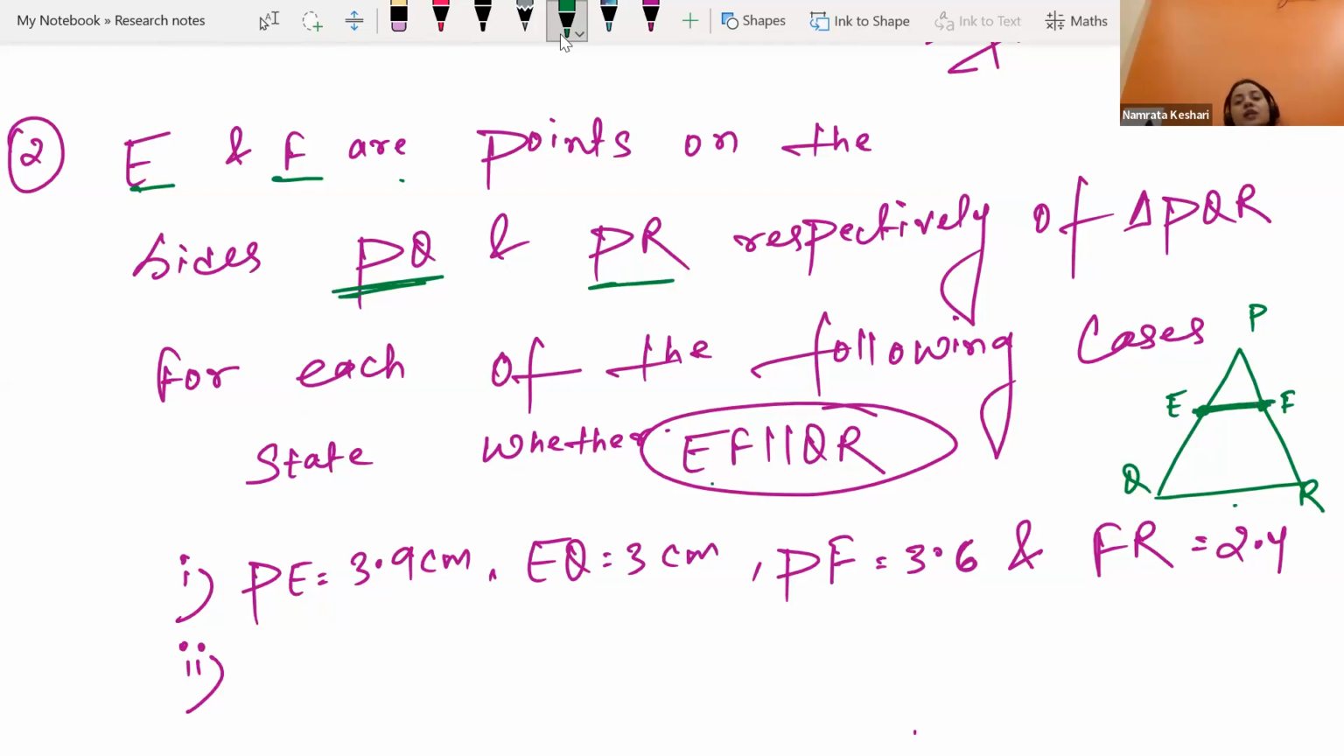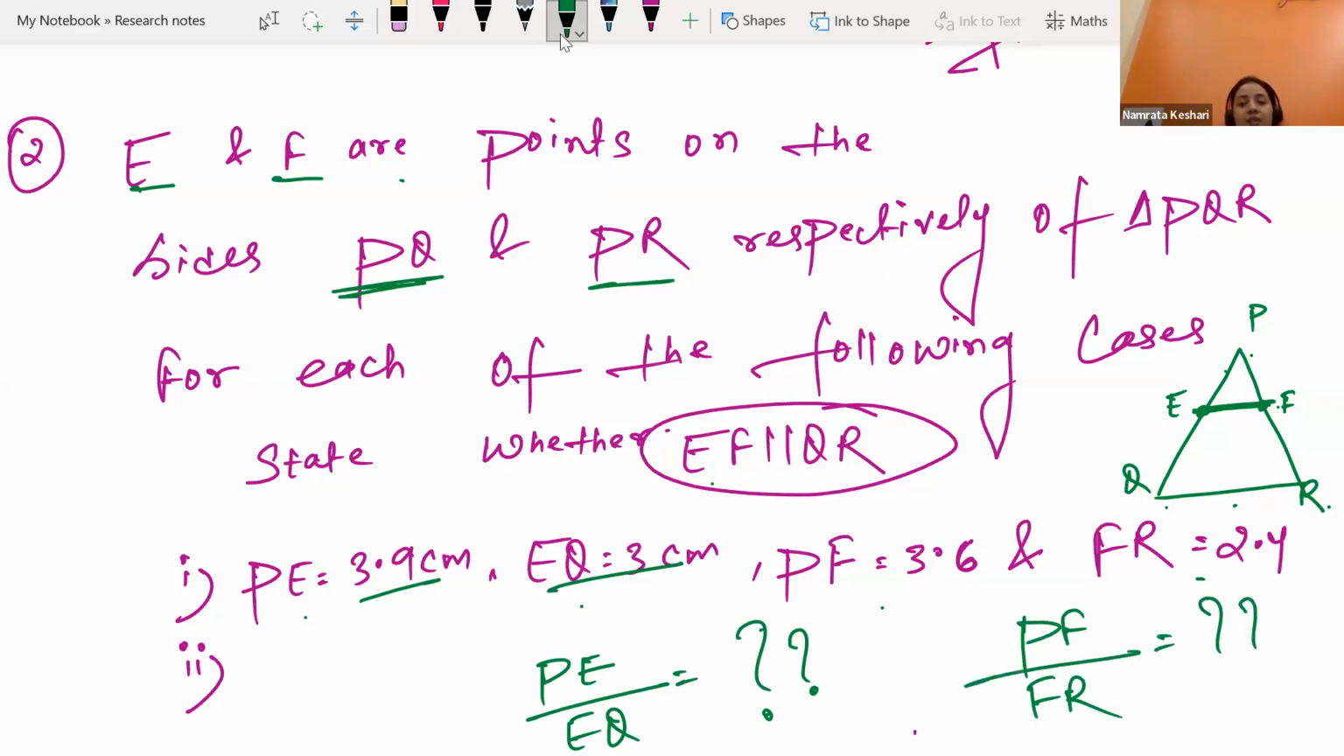क्या ये जो लाइन EF है ये QR के पैरेलल है, हाँ या ना, हमें ये चेक करना है. ये इंफॉर्मेशन हमें दिया हुआ that PE is this, EQ is this, PF is this and FR is this. अगर हम कैसे भी करके ये प्रूफ कर पाए कि PE by EQ is equal to PF by FR, then we can say that yes, EF will be parallel to QR. अगर हम ये शो कर पाए तो हम बोल पाएंगे कि EF must be parallel to QR by converse of basic proportionality theorem. Am I making sense to all of you?